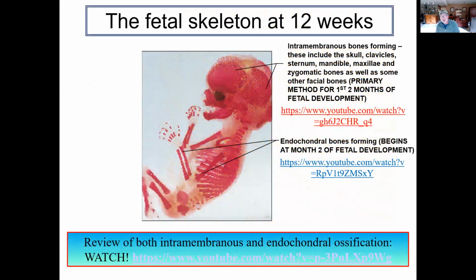Okay, we want to talk a little bit about how bone is formed in our bodies. And there's two basic mechanisms. One is called intramembranous ossification, and the other is called endochondral ossification.